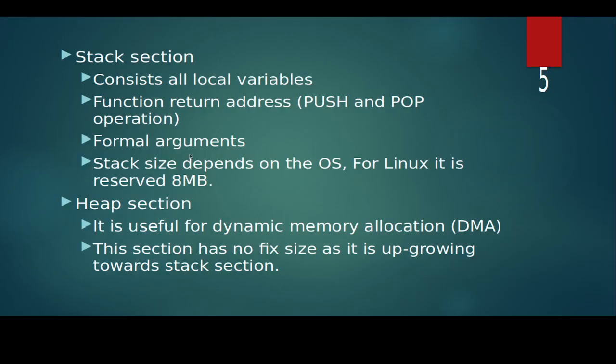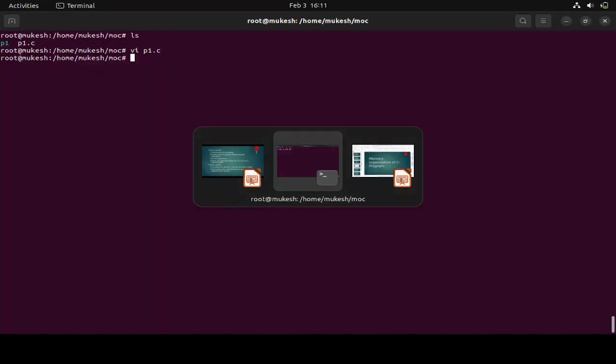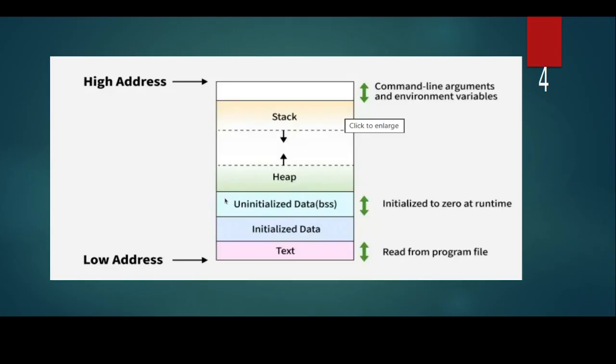Heap section: the heap section is useful for dynamic memory allocation. I hope you have heard of malloc, calloc, realloc, and free; those are used for dynamic memory allocation. This section has no fixed size, and it grows upward toward the stack section, as we already discussed.